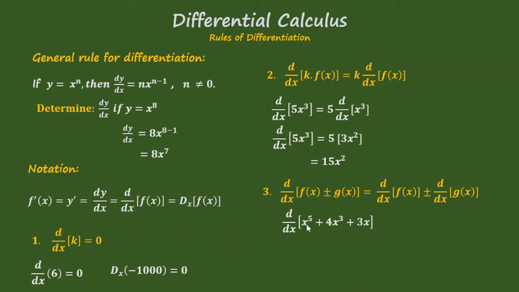Let's say you have some function x to the power 5 plus 4x to the power 3 plus 3x, and you are required to find the derivative. To find the derivative of this, it's good to remember that according to this rule, the derivative of the sum is the sum of the derivatives, so I can simply find the individual derivatives and sum them up in order to find the answer. So I find the derivative of x to the power 5 plus the derivative of 4x to the power 3 plus the derivative of 3x. And in that case, I arrive at this. This is then the derivative of that sum.